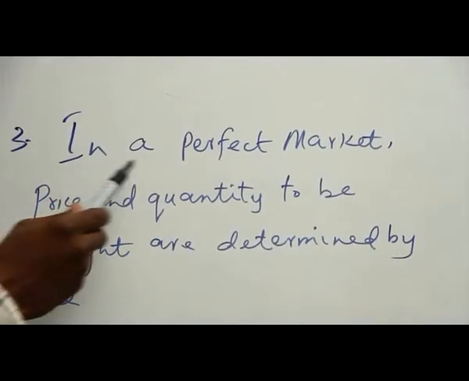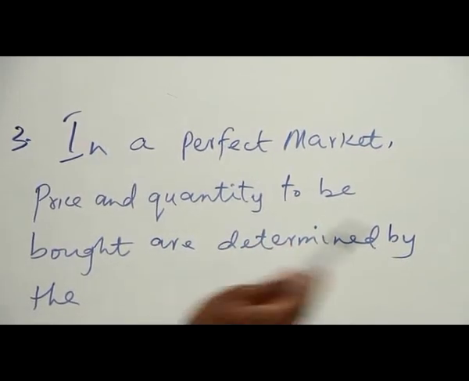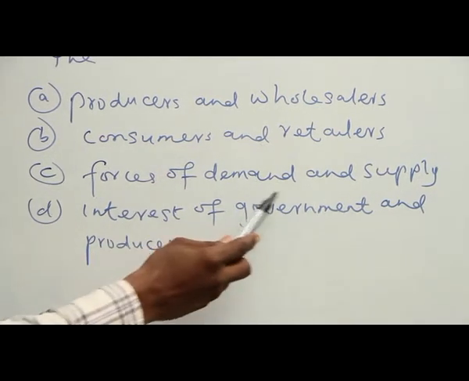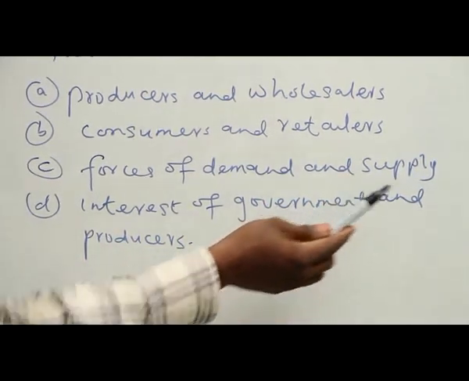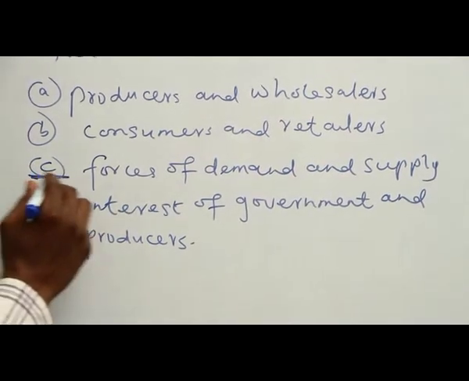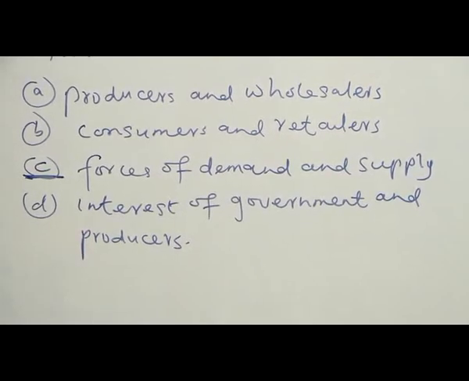Question 3. In a perfect market, price and quantity to be bought are determined by the: A. Producers and wholesalers. B. Consumers and retailers. C. Forces of demand and supply. D. Interests of government and producer. The right answer is C. Forces of demand and supply determine that.